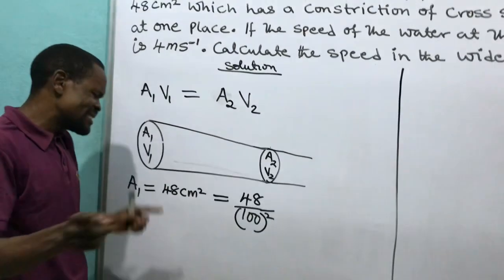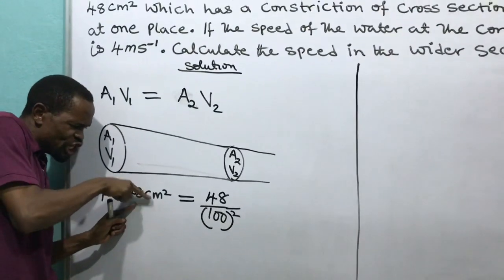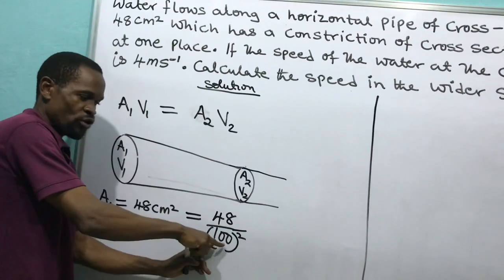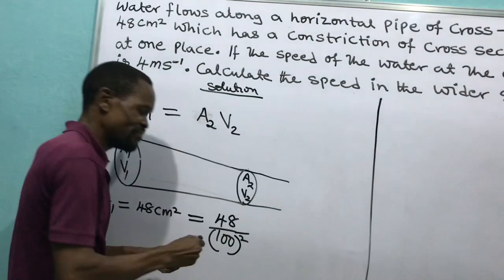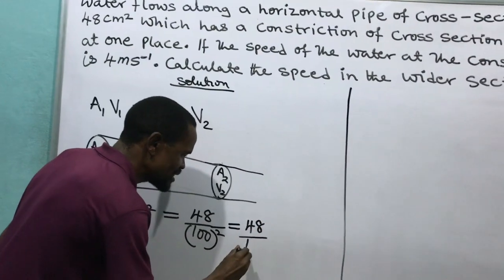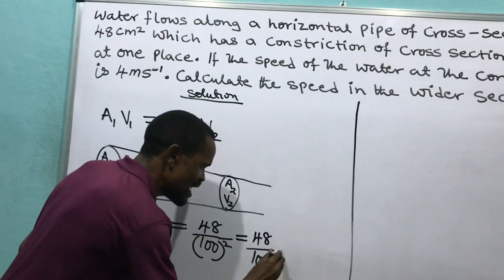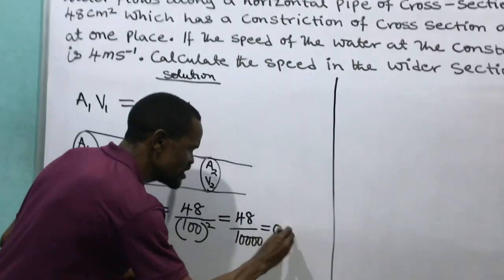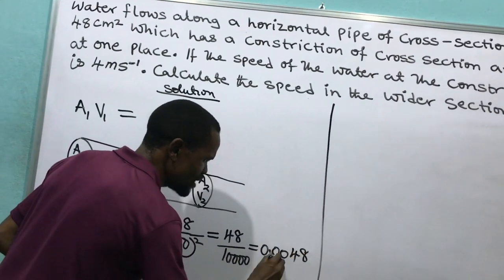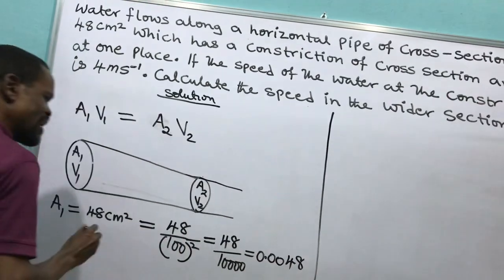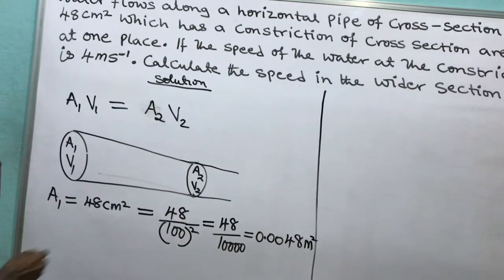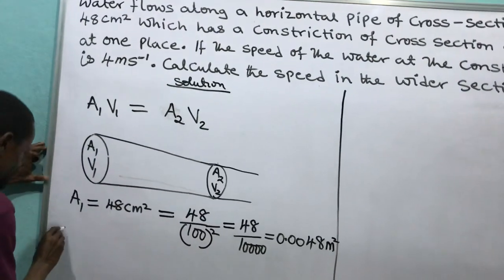100. But right now, the centimeter we are changing to meter is a what? Square. Therefore, we are going to square the 100 we are dividing. Therefore, we are going to have 48 all over 10,000, and this will give me 0.0048, which is 1, 2, 3, 4. Then now, that gives me meter squared. That's meter squared now.